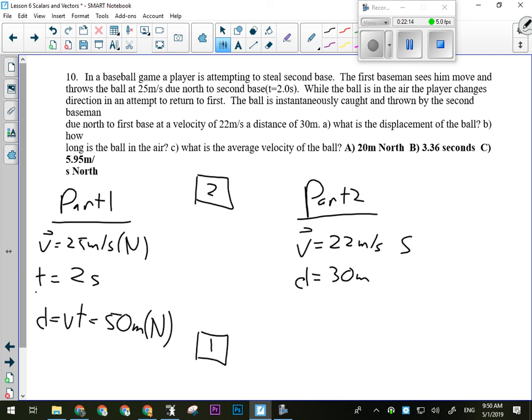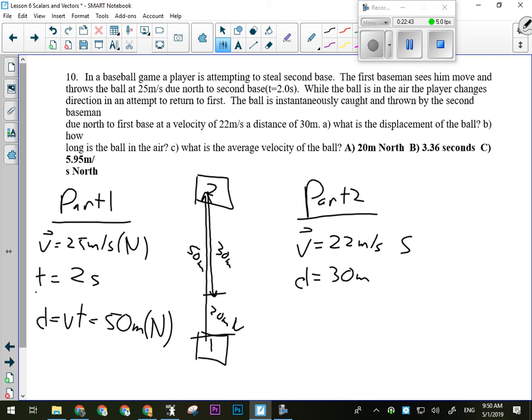20 meters north. Because this person threw it 50 meters, and then it came back 30 meters. That means it's still displaced 20 meters north of where it started. So again, don't be shy about drawing a picture, especially if you're a visual person. Represent this thing with a picture. So our total displacement is 20 meters north.